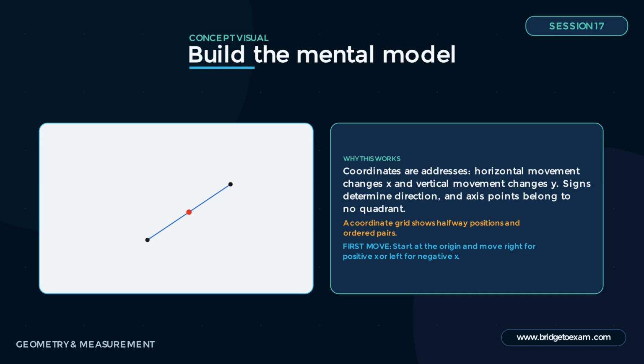Third, for horizontal points, subtract x values. For vertical points, subtract y values and use a positive distance. Finally, read the plotted point back to yourself in x-then-y order. Do not skip the final check simply because the calculator produced a number.